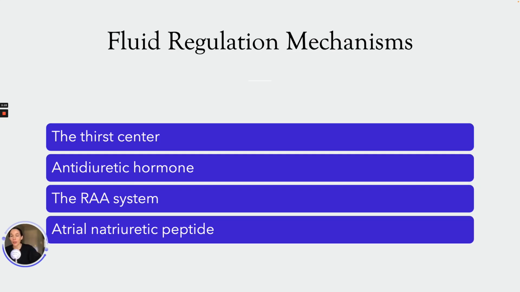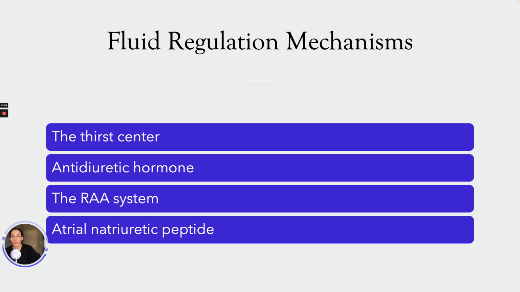Now, fluid regulation mechanisms. First there is the thirst center in the hypothalamus of the brain, which stimulates or inhibits the desire for a person to drink. There is antidiuretic hormone, which regulates the amount of water the kidney tubules absorb and is released in response to low blood volume or in response to an increase in concentration of sodium and other solutes in the extravascular fluids.